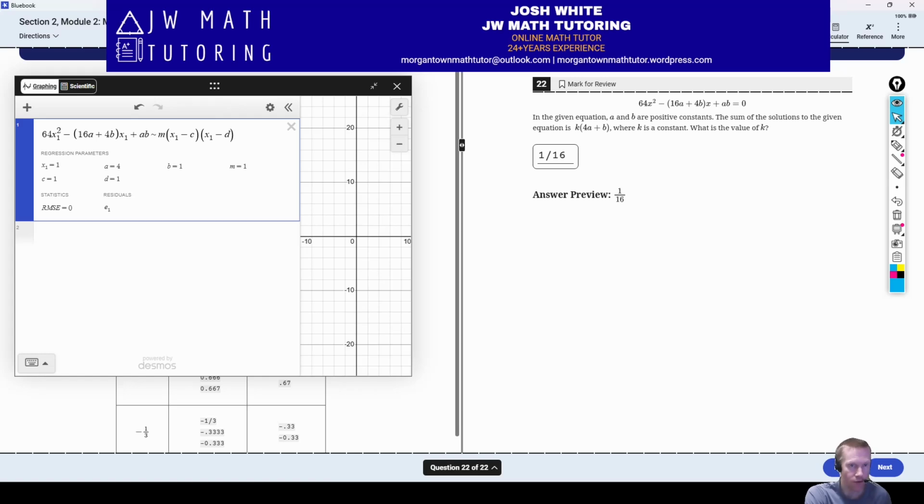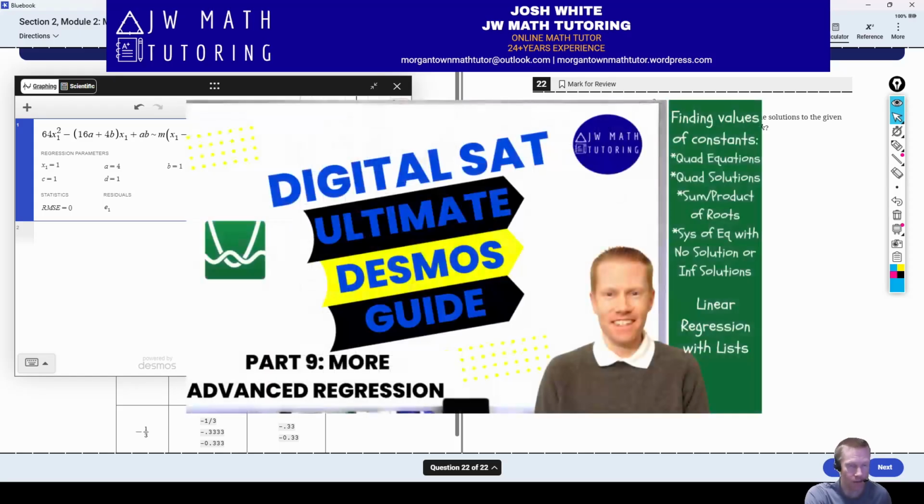Also, if you want more information on how this process works or how to do this specific technique, I will post, it's in my Ultimate Desmos Guide to Digital SAT Math, I will post a thumbnail on the screen for the specific video that covers this. Okay, this is how to approach sum and product of roots problems.